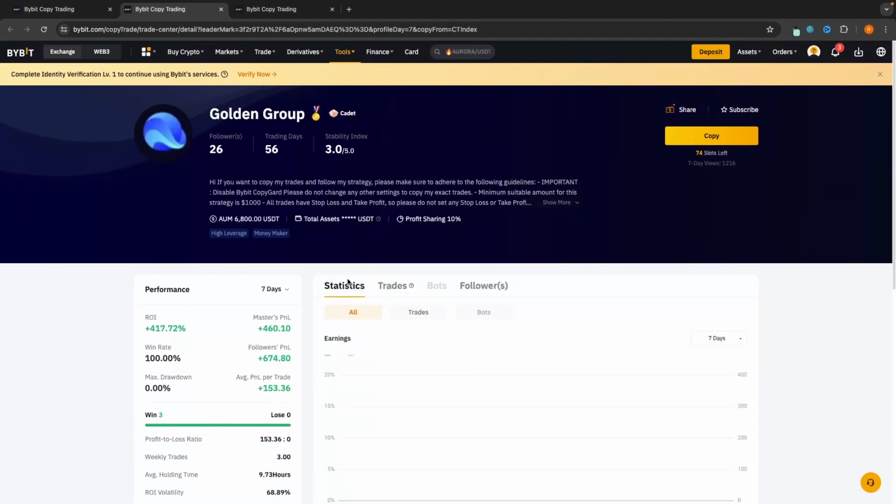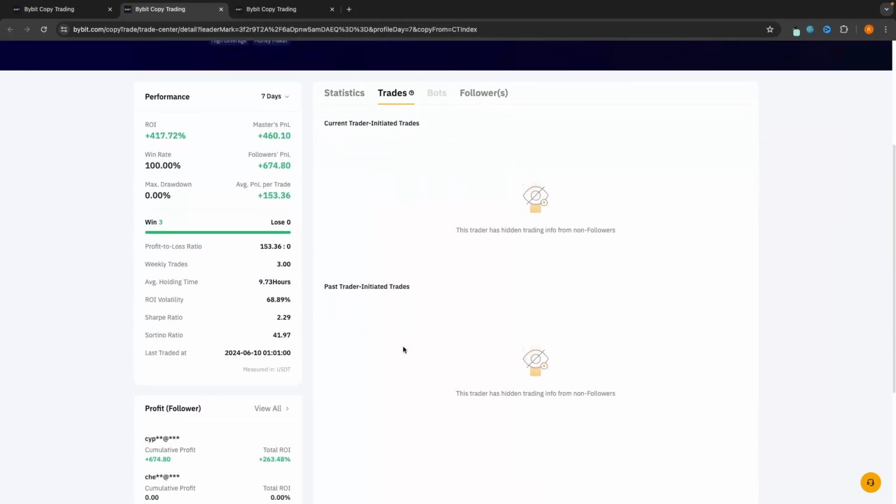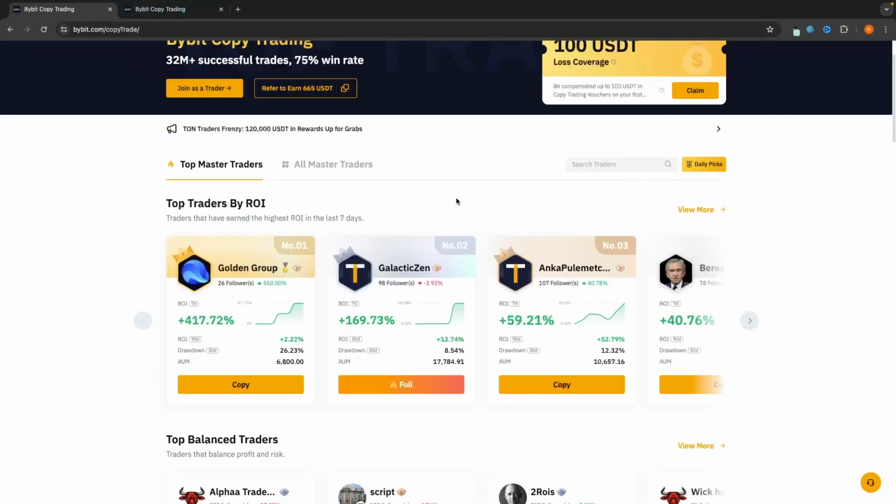So straight away, this is what I mean by it can be pretty tempting just to dive in and go, hey, this guy made 417%. But the fact that he's made so much over the past 7 days, he only has 26 followers and he hides his trades. This is definitely not somebody that I would copy. So this is something that you want to keep in mind when looking at all of these traders, is you really want to take an in-depth analysis and take a deeper dive into exactly what these traders are doing rather than just jumping in head first.